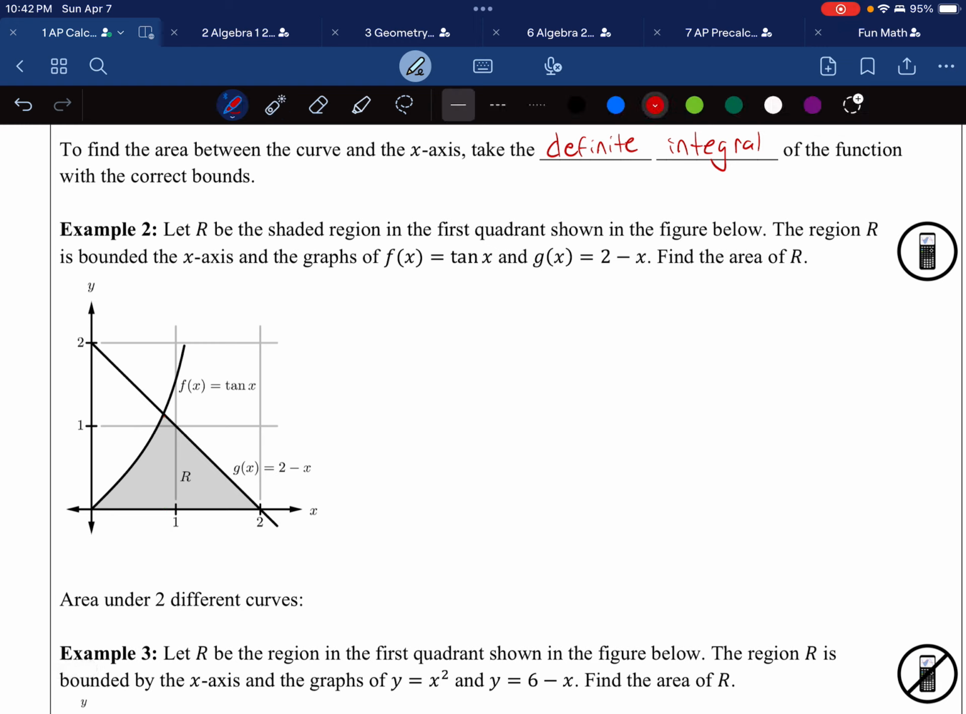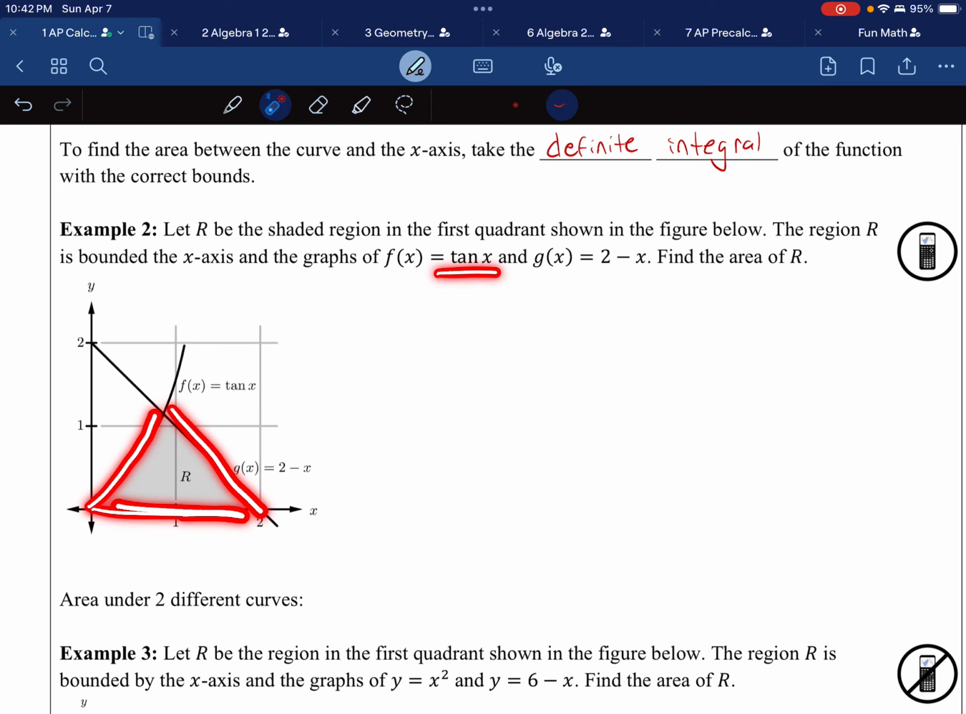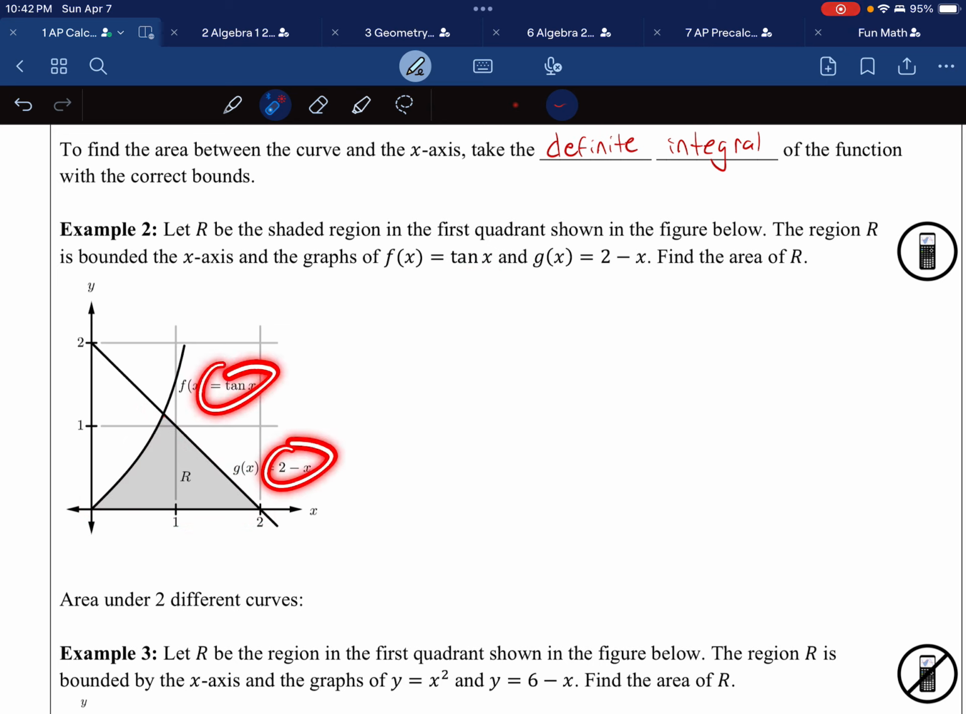In example 2, it says, let R be this shaded region down here in the first quadrant shown in the figure below. The region R is bounded by the x-axis, by the graph of f of x, and by the graph of g of x to make our shape there. And it tells you what those functions are. We need to find the area.